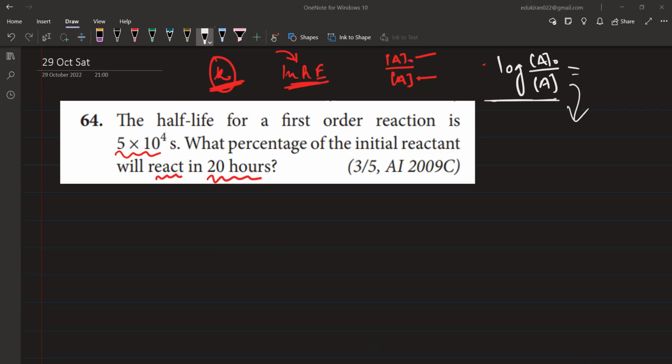How are you calculating in terms of ln, Akshay? I'm just asking you how you are calculating in terms of ln. ln A naught upon A is equal to, okay, fine, you have done that. Just a second, sorry. ln A naught upon A is equal to that much.